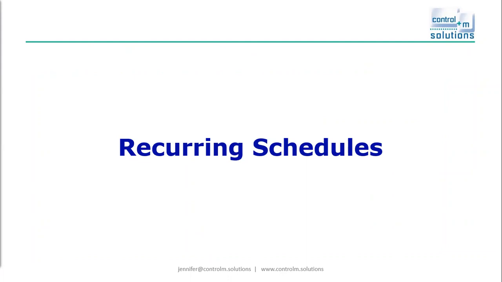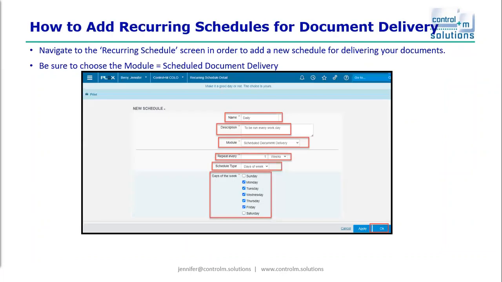So after that is set up, you would need to then go to the recurring schedule screen and add in your new schedule. And some of you may be already familiar with this. If you have PMs set up on a schedule, the difference is here that when you choose that module, the module field will need to be scheduled document delivery.